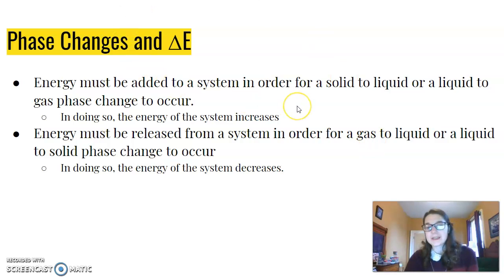So energy has to be added to a system for a solid to liquid or liquid to gas phase change to occur, so the energy of the system increases. For the opposite to happen, whether for a gas going to a liquid or a liquid going to a solid, the energy of the system is going to be decreased, so it's removed from the system. And that energy is again between intermolecular forces, not necessarily between chemical bonds.